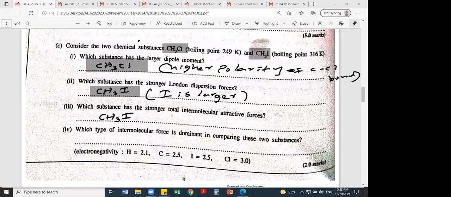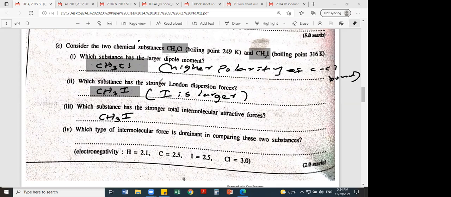What type of intermolecular force is dominant in comparing this? Which one is dominant? So it's polar dipole interaction or London dispersion forces. Actually, why does the answer for part 3 become CH3I?